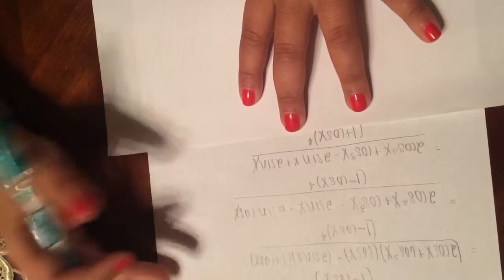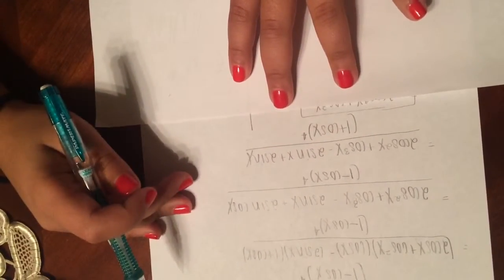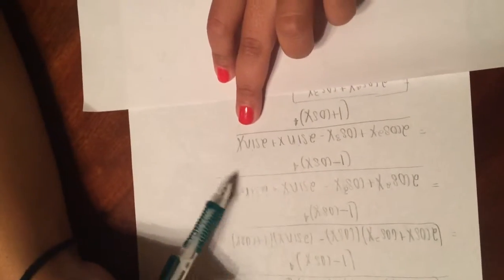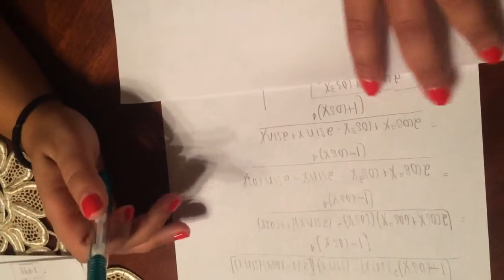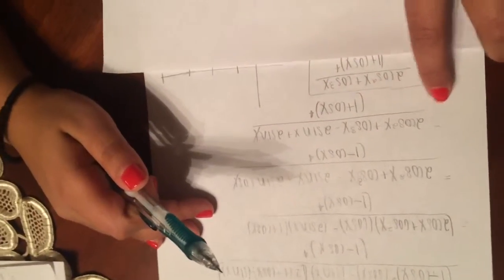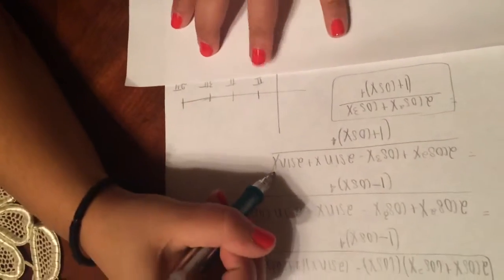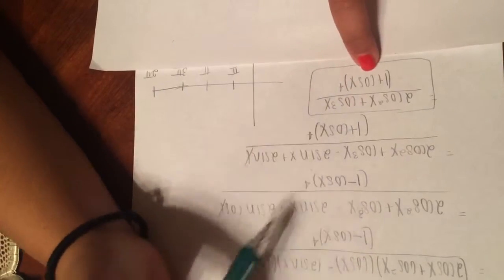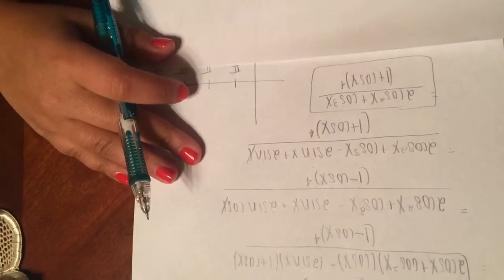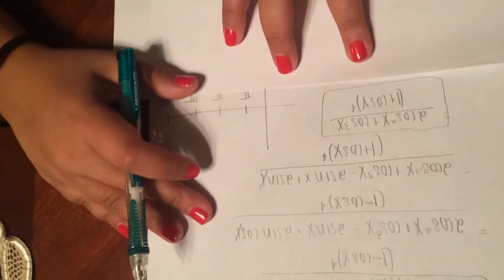So what did we do here? Okay, this is going to change, because of a trig identity, to 2 sine x. And then from there, we combine it all. So this changes to 2 sine x, so these two cancel. All we're left with is 2 cos squared x plus cos cubed x, all over 1 minus cos x to the 4th. And that's our second derivative of the function.